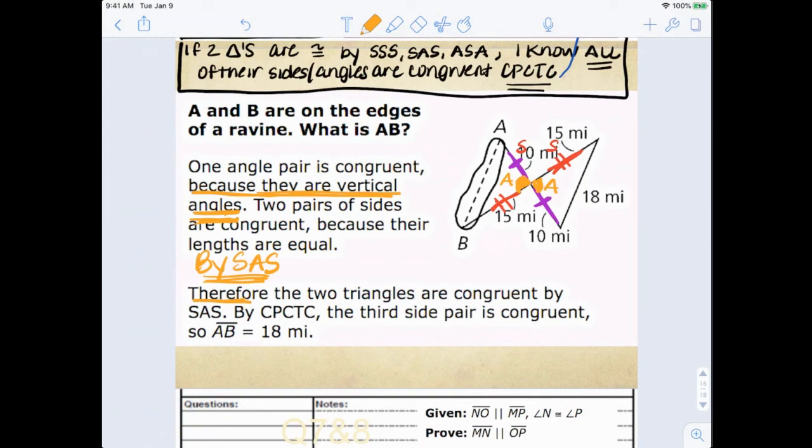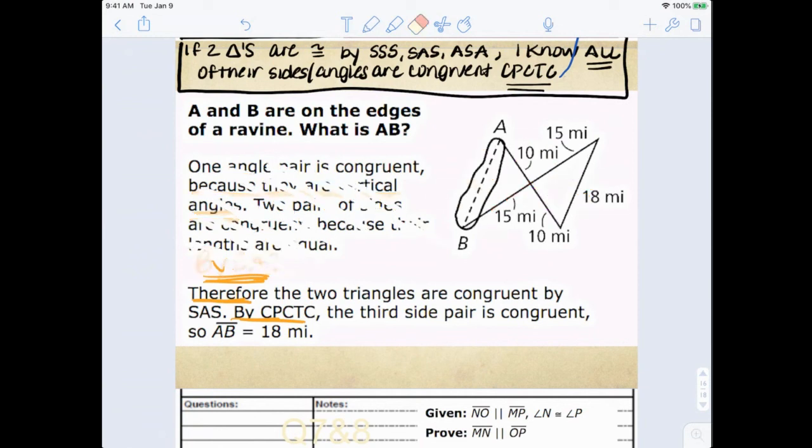Therefore, by CPCTC, I now know that this side is congruent to this side. Just saying what it's equal to is not going to be good enough. So you're going to have to first prove the triangles are congruent, right?